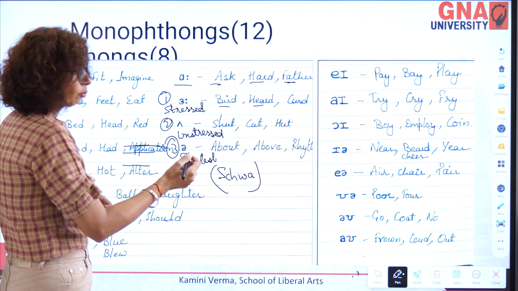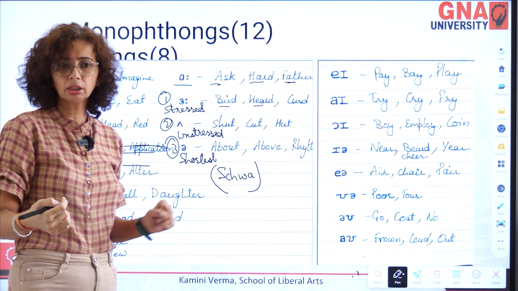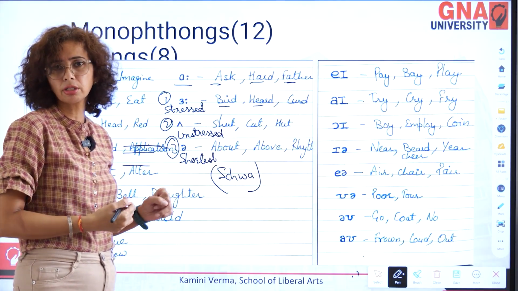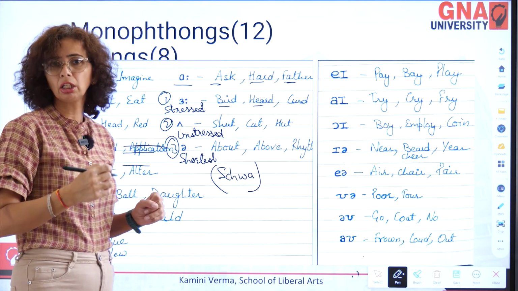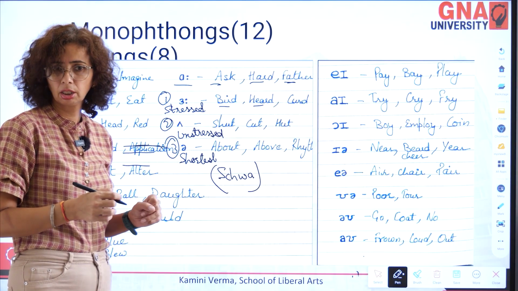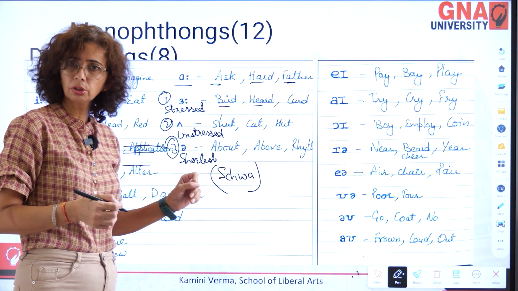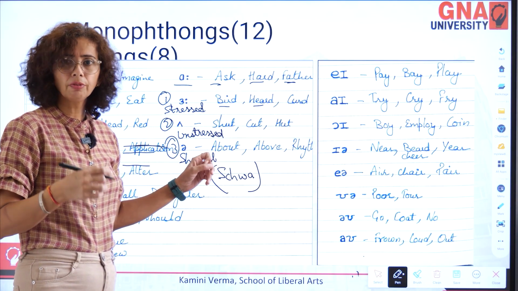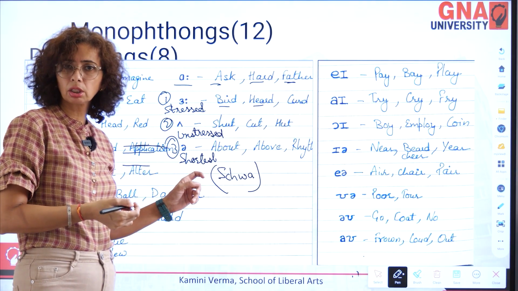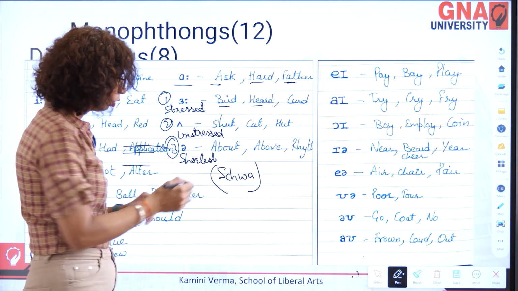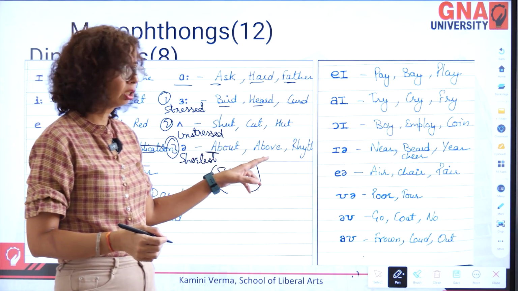If I am going to say the word about, neither am I using the stress nor the full unstressed sound, because if I try it with the stressed one, I'll be saying about. If I say it with the unstressed one, I'll be saying about. But we do not call it either of those. We call it about. So the schwa is used over here. Same goes with the word above.